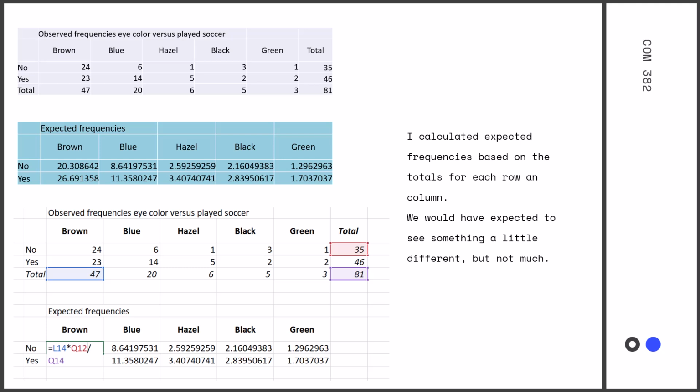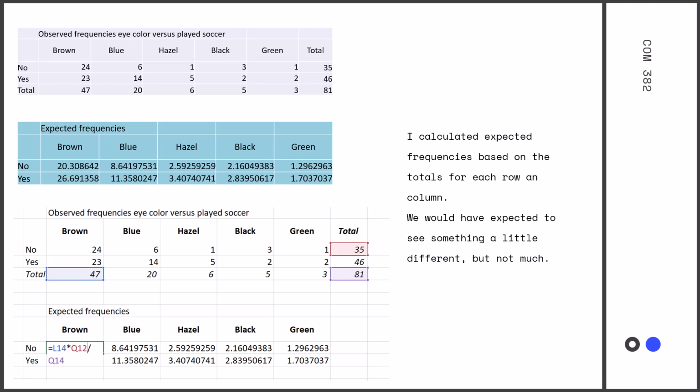But then I calculated the expected frequencies. And how we calculate expected frequencies, you can see for this example, this is for didn't play soccer and brown. I took the total number of people with brown eyes, I multiplied it by the total number of people that did not play soccer, and then I divided it by the total number of both. And this gives me the expected frequencies. So in this case, it was expected that 20-ish people would have brown eyes and say no, etc.